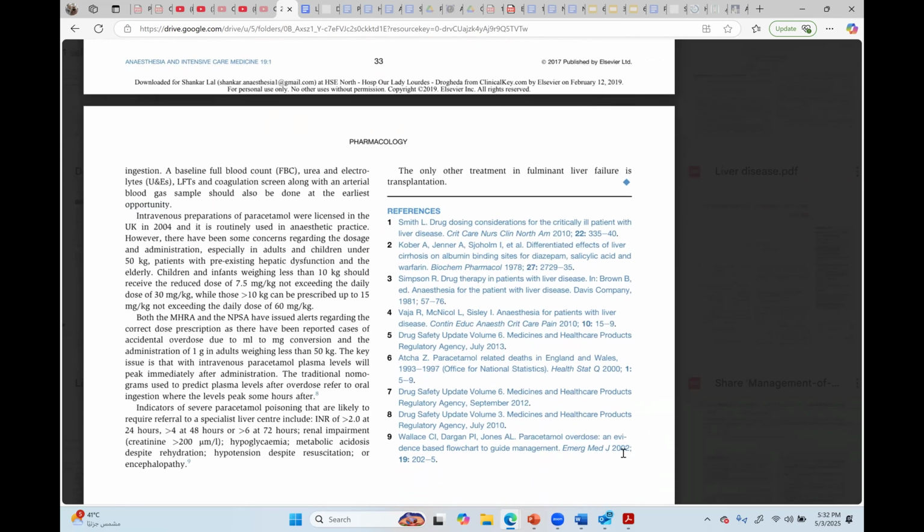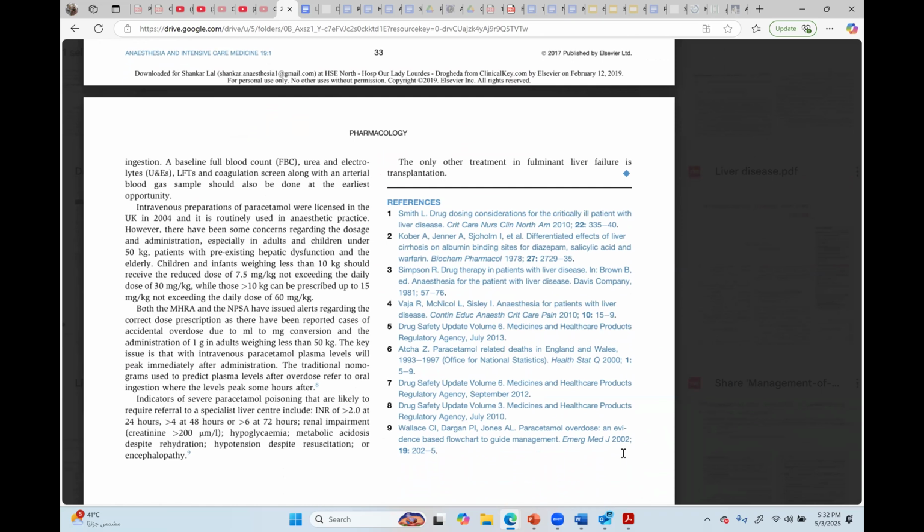And they can ask you what is the safe dose. So not exceeding, children, infant weighing less than 10 kg should not, 7 more than 10 kg. What is the exact dose? I think more than 4 gram per day. No, sir, more than 7 gram for adult. More than 7 gram. And pediatric, what will be the dose?